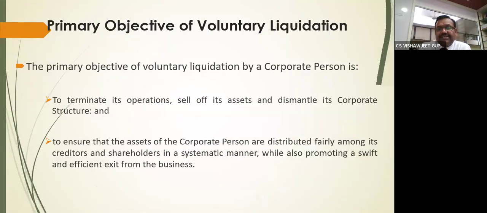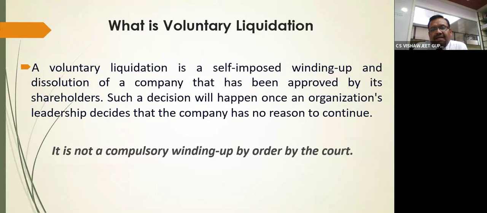If the liquidation is compulsory liquidation, then that has to be ordered by the NCLT. In the IBC, if the company doesn't get a resolution plan in CIRP, or the resolution plan received by the company has failed, then the NCLT can pass the order for liquidation of the company. That is compulsory liquidation by the order of the court. The second one is under Section 271 of the Companies Act 2013. There are conditions where any contributory or the company can apply to the NCLT for ordering the company to be wound up compulsorily.